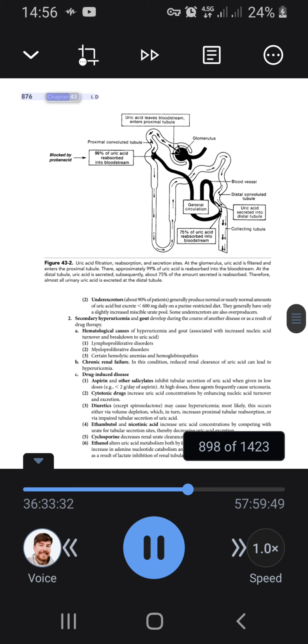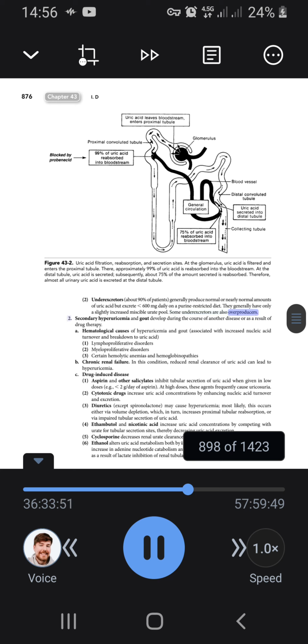876, Chapter 43. 2. Underexcretors. About 90% of patients generally produce normal or nearly normal amounts of uric acid, but excrete less than 600 milligrams daily on a purine-restricted diet. They generally have only a slightly increased miscible urate pool. Some underexcretors are also overproducers.